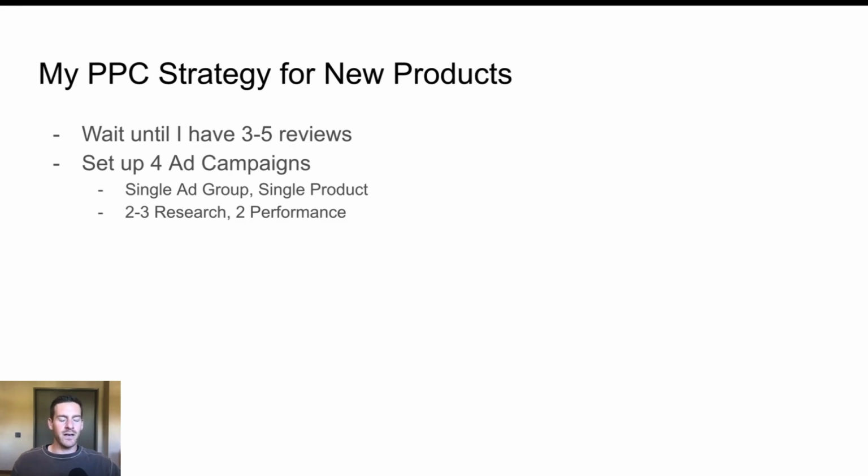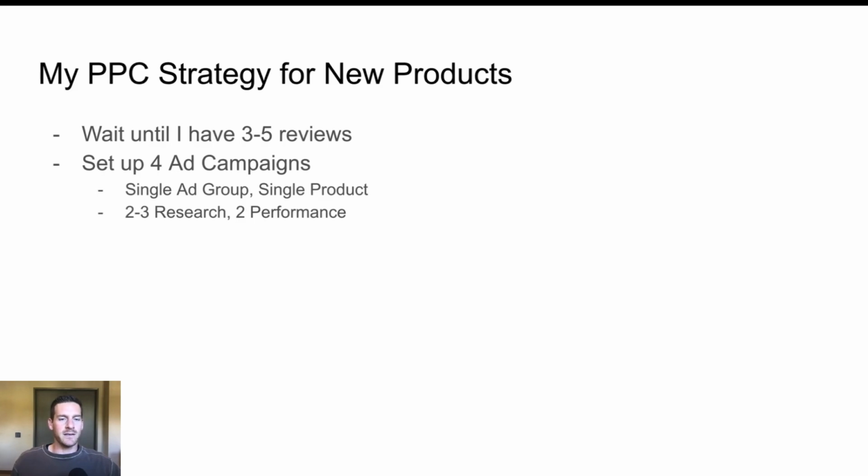So wait till you have a couple reviews. Maybe you don't want to wait for 3 to 5. Maybe you only want to wait for 1 or 2 reviews, but I do recommend waiting for at least a few reviews. And then what I recommend you do is actually set up 4 ad campaigns for your new product, okay? Now, this is going to be in 2 different phases, but in all, you're going to create 4 campaigns, and each of these 4 campaigns is going to have 1 single ad group and 1 single product, your new product. 2 of these are going to be research campaigns, and 2 of these are going to be performance campaigns.